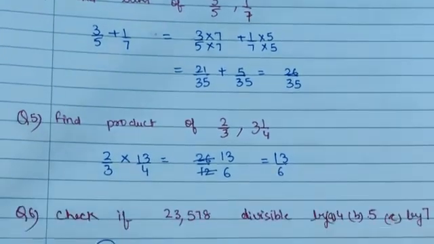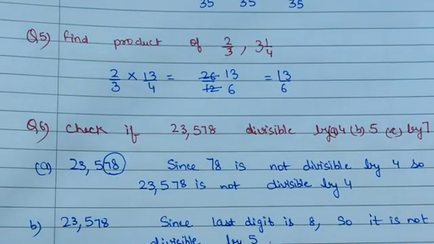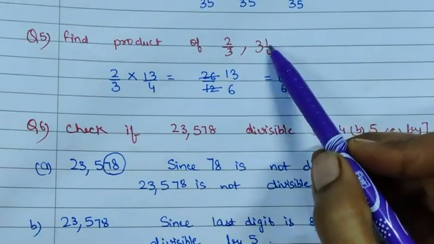In the next question, we have to find the product of 2 by 3, 3 1 by 4. Convert it into improper fraction first.